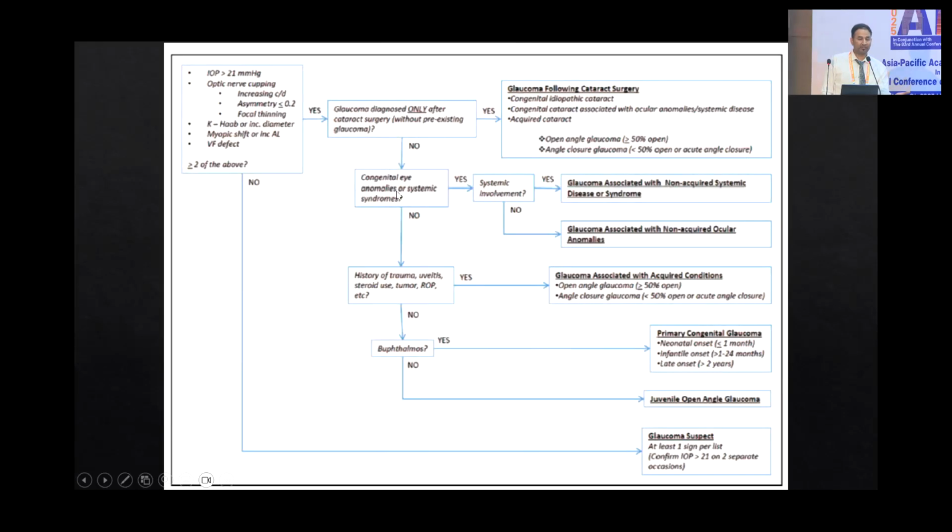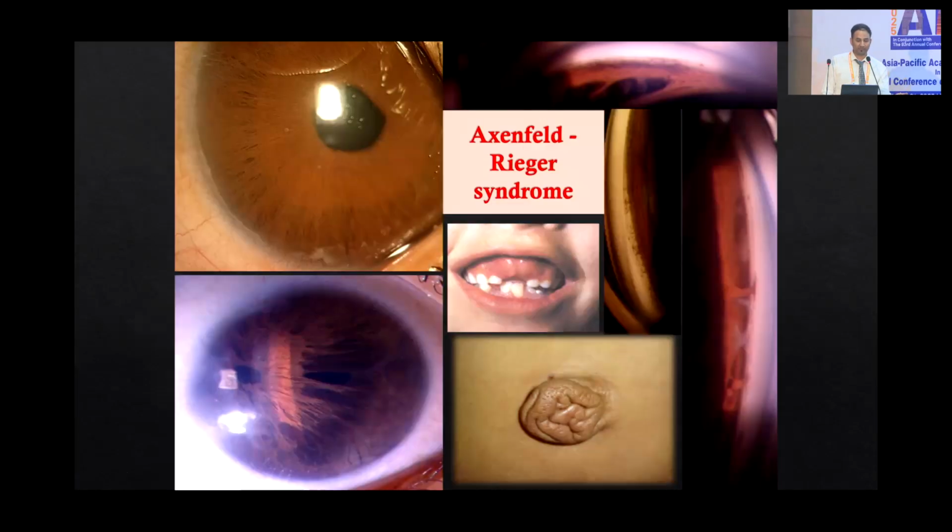If not, then look for any systemic findings. If not, look for ocular anomalies. If not, ask for history of any trauma, steroid use, uveitis, any other secondary cause. If not, then look if the child is having ophthalmos. If not, then the child is a case of juvenile open-angle glaucoma. All these questions will help us in categorizing these children.